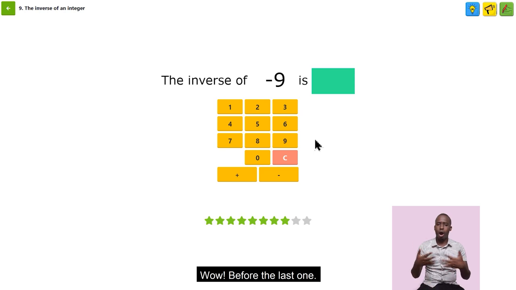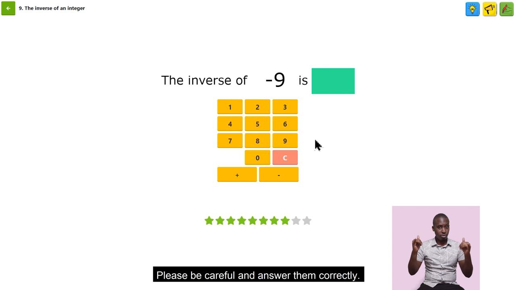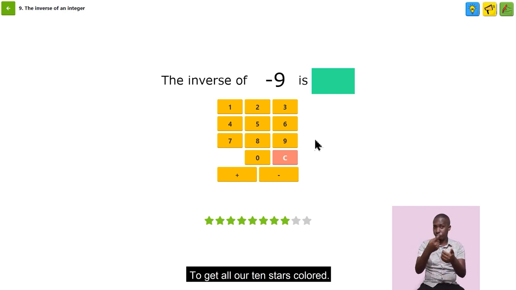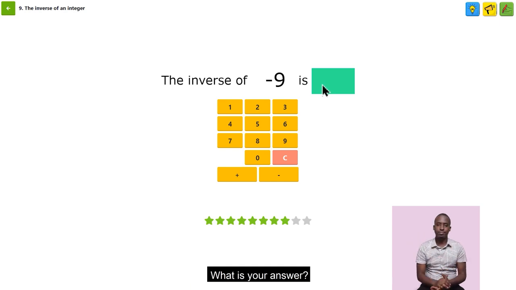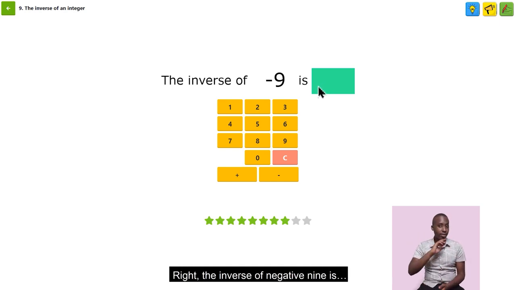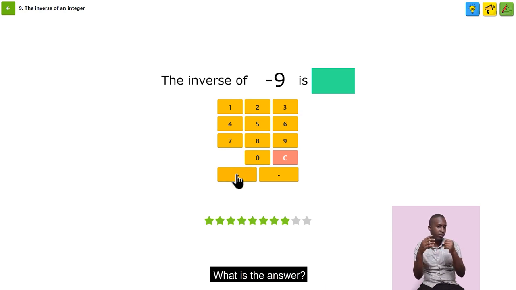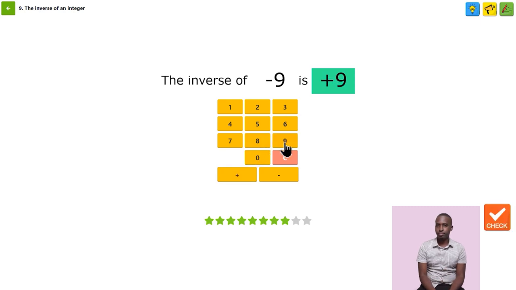Wow. Before the last one, we are remaining with two questions. Please be careful and answer them correctly to get all our 10 stars colored. The inverse of negative 9 is? What is the answer? Positive 9. Can we check the answer? Check if the answer is correct.